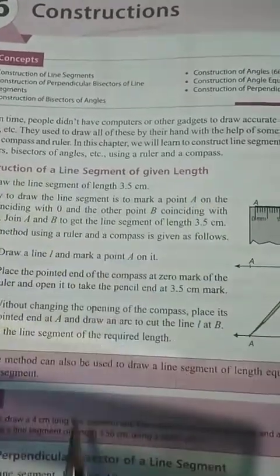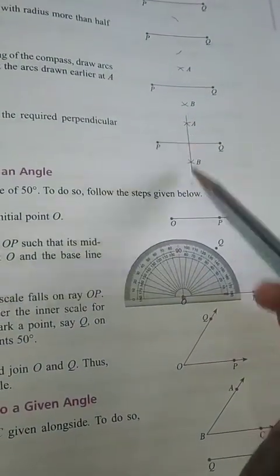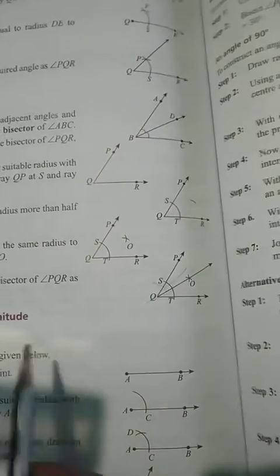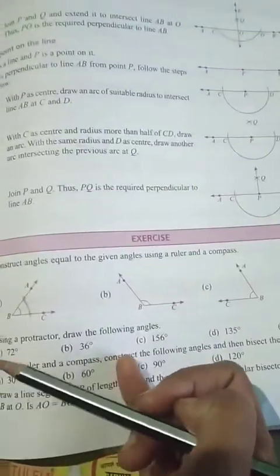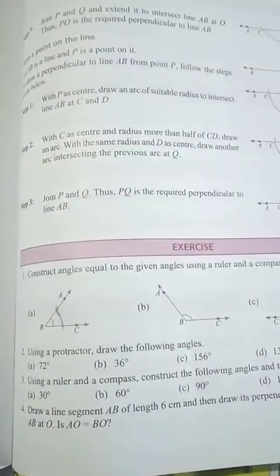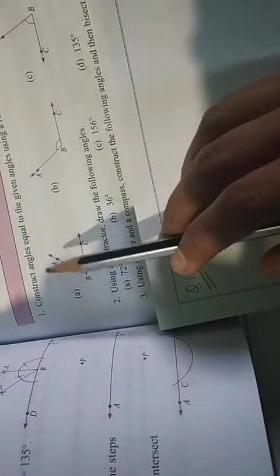And in this chapter we have many things, like how to draw the perpendicular bisector of a line and angle bisector, and many more things. So through the exercise we will deal one by one with all the questions and you will understand better. Okay, so let's begin. Let's start question number 1.